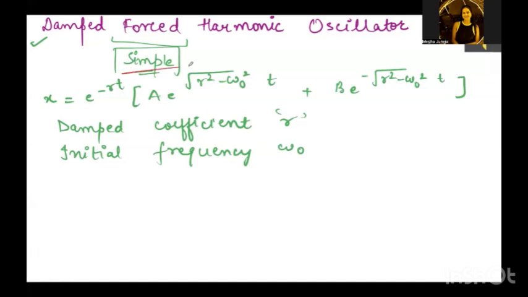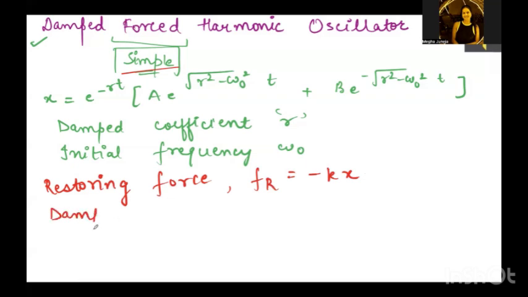Where each concept came from. So now let's start with the damped forced harmonic oscillator. We know that the restoring force is F_R equivalent to minus kx. That's what we studied. Similarly, the damping force, let's denote it with F_D, is equivalent to minus lambda into v. I have explained this part in the damped simple harmonic oscillator.